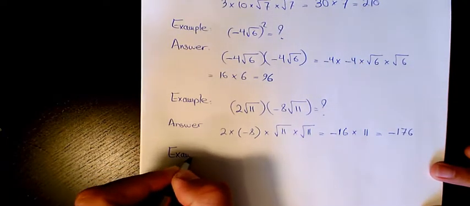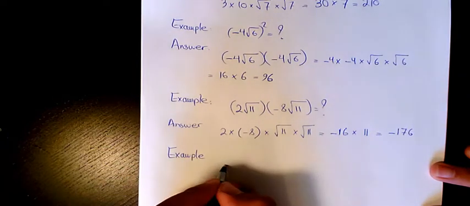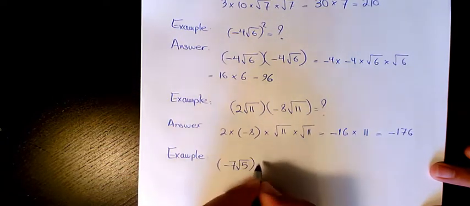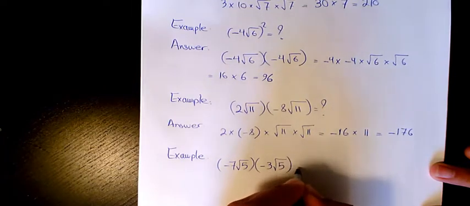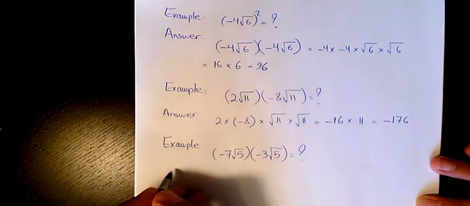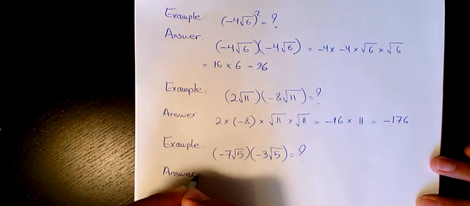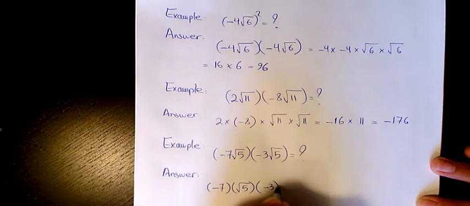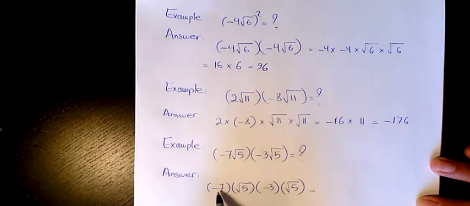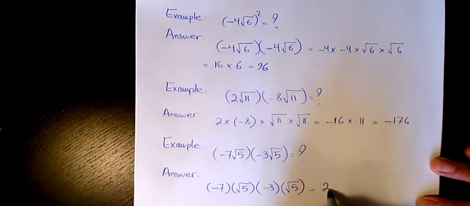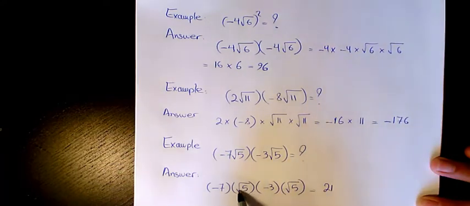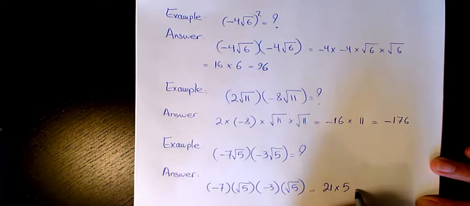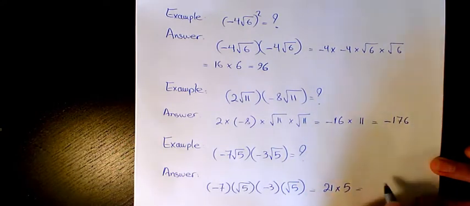Next example, we have negative 7 root 5 times negative 3 root 5. The answer is negative 7 times root 5 times negative 3 times root 5. Negative 7 times negative 3 is going to be 21, positive 21. And square root of 5 times square root of 5 is going to be 5. So 21 times 5 is 105.